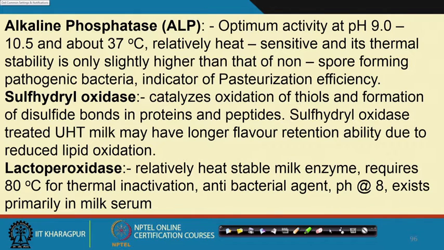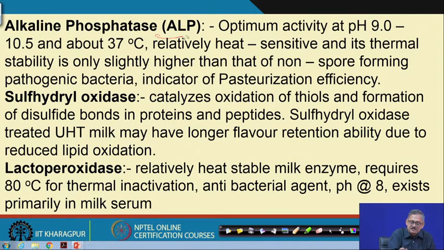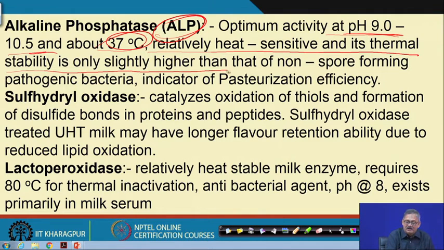So alkaline phosphatase, in short ALP, is one where the activity is around pH 9 to 10.5 and it works around 37 degrees centigrade. It is relatively heat sensitive, and its thermal stability is only slightly higher than that of non-spore forming pathogenic organisms.